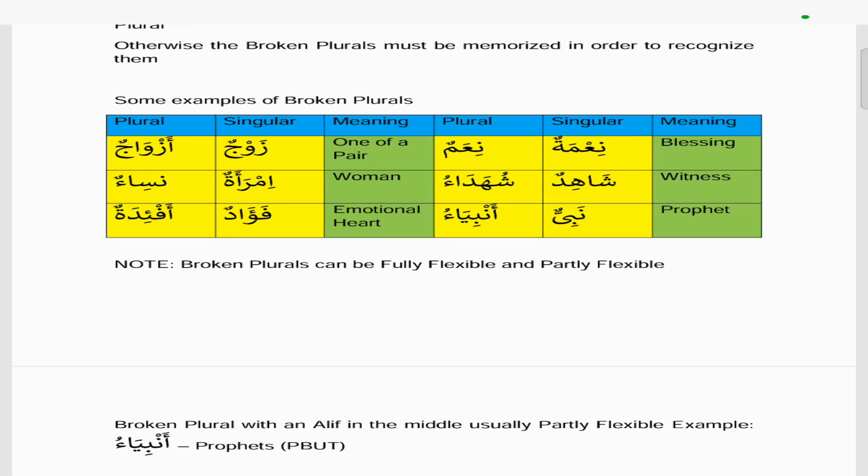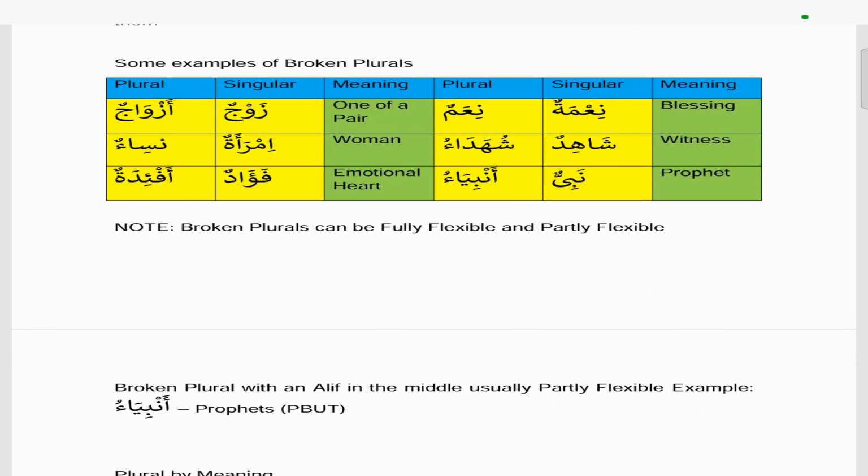And you can see in each case the original singular version actually changes. So you're not just adding extra letters at the end, there's more going on. That's more obvious for the woman version. Imra'atun becomes nisa'un, so it's completely different. And then shahidun, which is witness, and then you have shuhada'u, which means witnesses. And then nabiyun is the singular for prophet, and then anbiya'u is the plural meaning prophets.